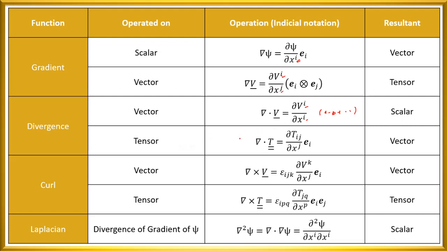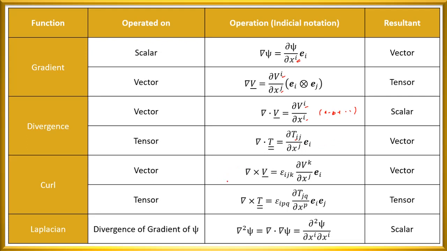Similarly, when divergence acts upon a tensor, here we have one free index and one dummy index. Therefore, since it has one free index, it will result in a vector. Here the vector is in the ei direction. Therefore, when divergence acts upon a tensor, the answer will be a vector. Here also we have a contraction of one term.